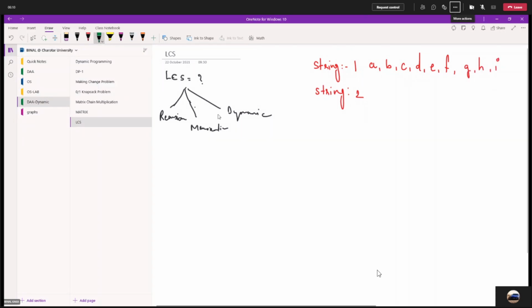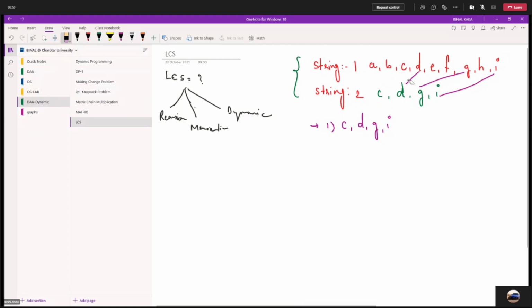Let's take string 2 as C, D, G, I. Now in this case I have to find the longest common subsequence. But before identifying it, you have to try all the possible solutions. So let's match with the string. C is matching with C, D is matching with D, G is matching with G, I is matching with I. So there is no collision. The first solution is C, D, G, I. There are no contradictory options, so the solution is valid.